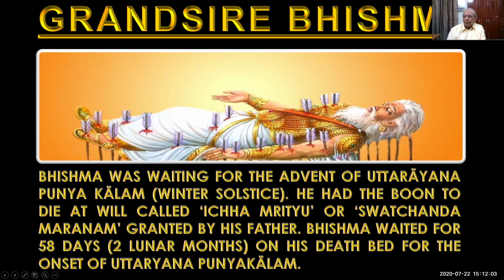Bhishmacharya had got a boon from his father for his promise that he would not get married and would not come in the way of the kingship or inheriting by his father's children. And so he said he would not marry. So in token of that, as a reward, his father gave him the boon to die at will. That is, on his own volition. That is, Bhishma has Swachanda Mrityu or Icha Mrityu or Swachanda Marana. These are the two things available to him. So he waited for two lunar months completely after falling down from the chariot and then attained moksha.